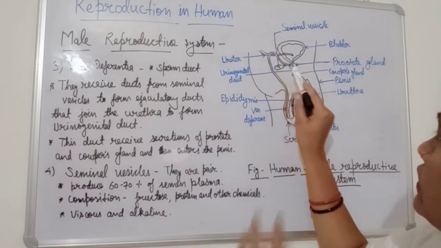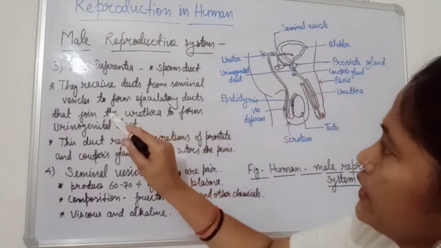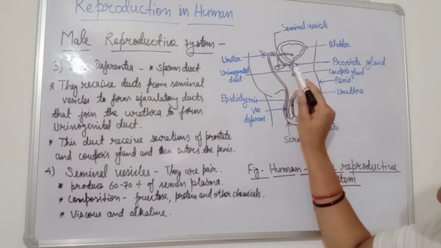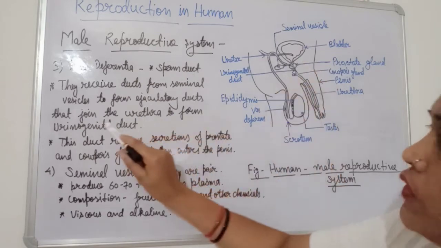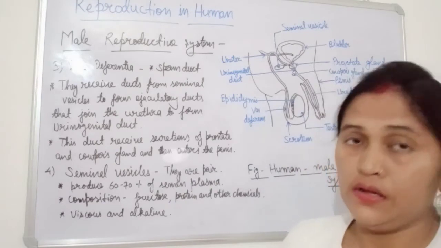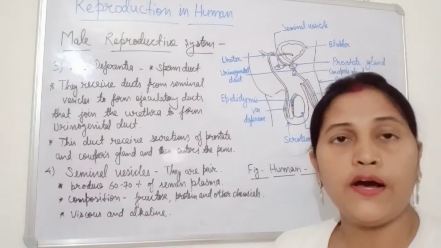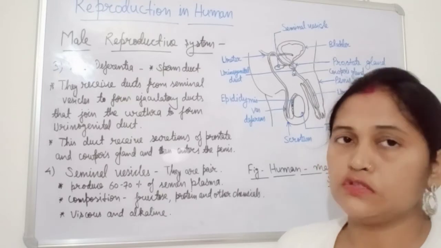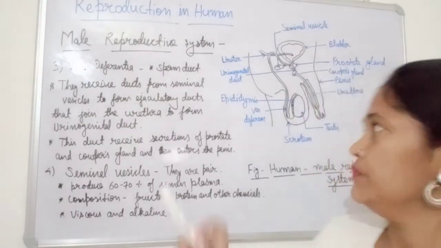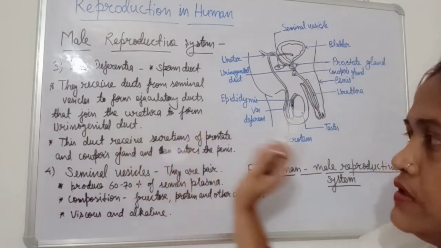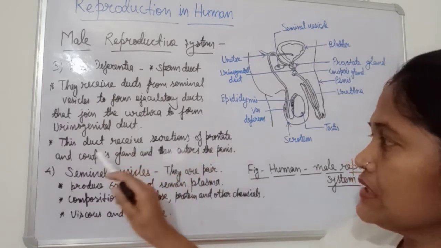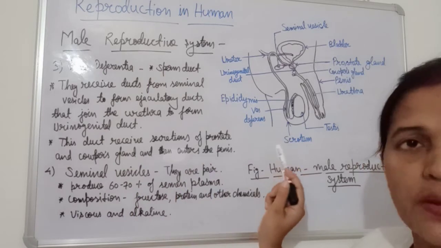Here they join to form an ejaculatory duct, and that duct joins the urethra, here. It joins the urethra to form the urinogenital duct. This is a very important question that is sometimes asked: why is the urethra known as the urinogenital duct? Because it is a common pathway for the urine as well as sperm. So that is why it is a urinogenital duct. This duct receives the secretion of the prostate and Cowper's gland and then enters the penis.